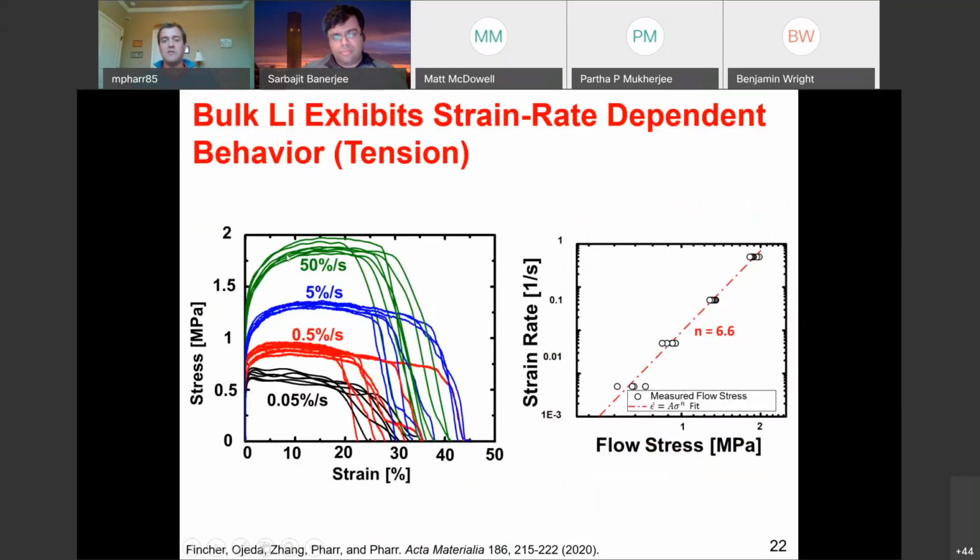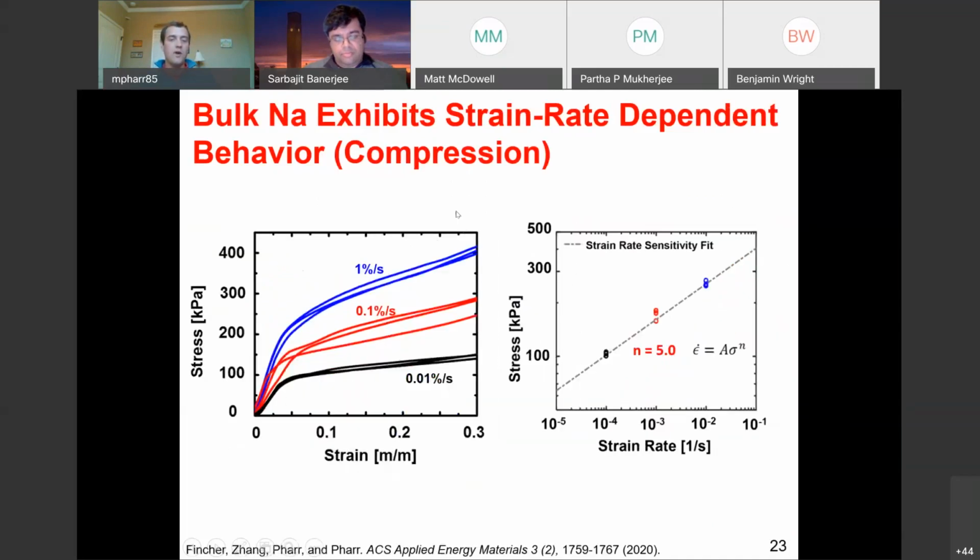You'll also see this marked strain rate sensitivity. So if we go at different loading rates, i.e. if we apply different currents, that kind of thing, you get different levels of flow stresses. And we can fit to these so-called power law forms and get stress exponents and start to think about what deformation mechanisms are at play here. We also do this for sodium, in this case in compression. Here you see really low flow stresses, 100 kilopascal or so. This is a really soft material. And again, we can do some constitutive fitting and such.